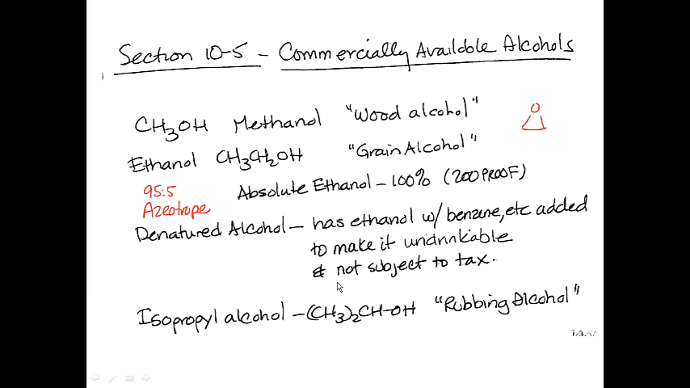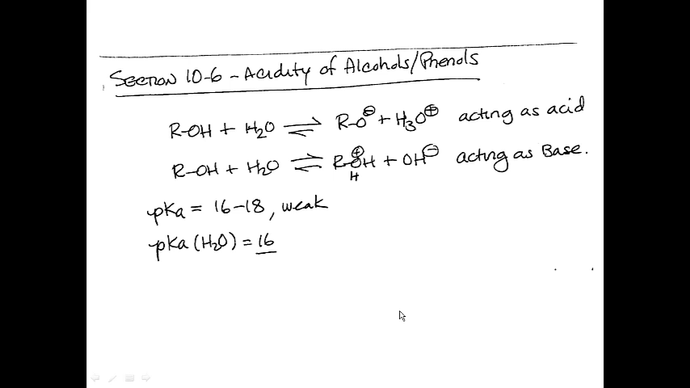Other important alcohols, we have isopropyl alcohol, which is rubbing alcohol. That's simply an isopropyl group attached to an OH. That's what you can buy at the drugstore in different percentages, 50-50, 70-30. It's used primarily just for cleaning skin and some level of disinfectant. So those are the commercially available alcohols that we encounter in the lab and in life.